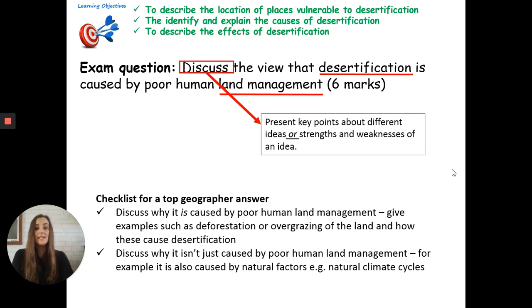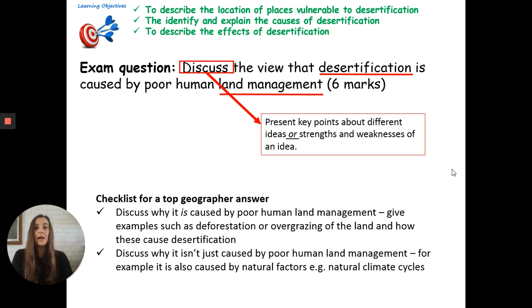Discuss means that you present your key points about different ideas, or it could be strengths and weaknesses of an idea. In this case, we're presenting key points about different ideas, so the idea that desertification is caused by poor human land management or something else. So the checklist for a top geographer answer: discuss why it is caused by poor human land management, giving examples such as deforestation or overgrazing of the land and how those cause desertification. And to make it even better, discuss why it isn't just caused by poor human land management. For example, it could also be caused by natural factors like natural climate cycles.